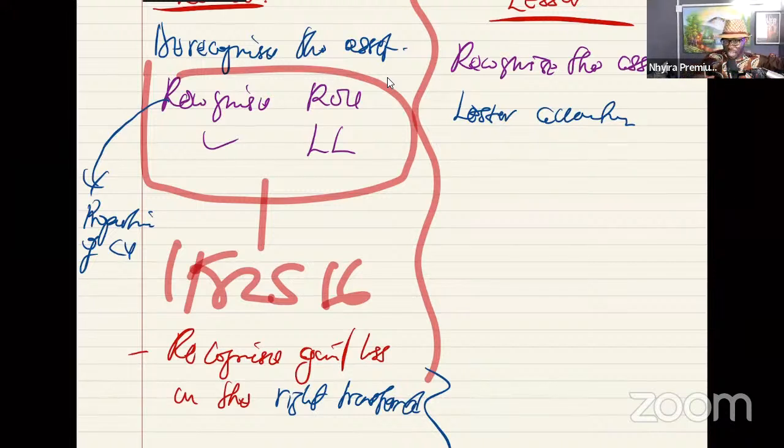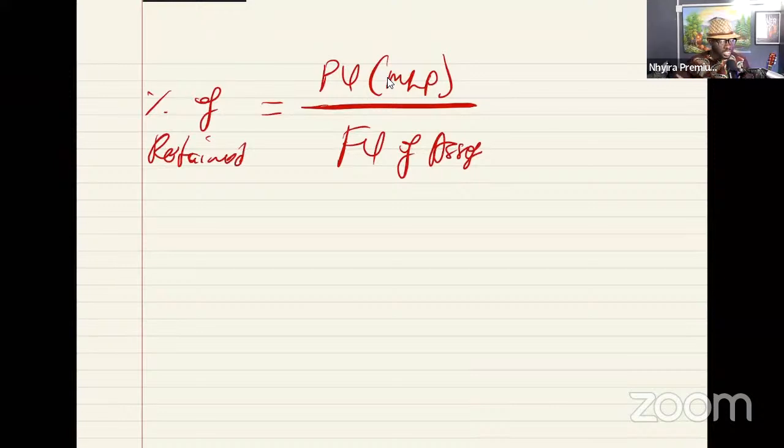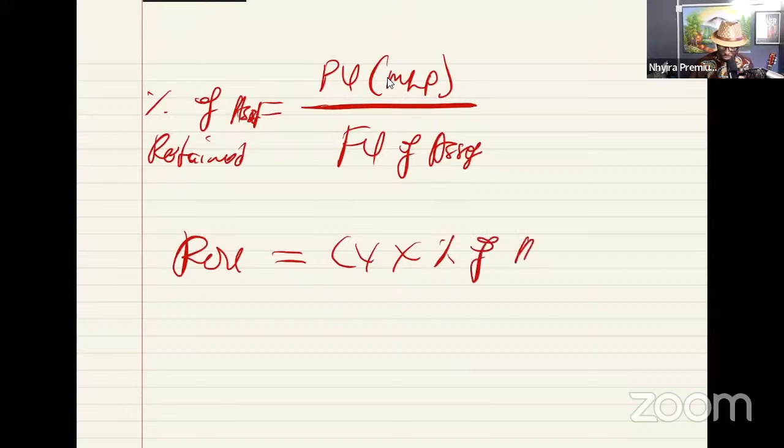So yes, you do recognize right of use, but the right of use here is not the present value of minimum lease payments. The right of use you recognize here will be the proportion of the carrying amount that you have retained based on the lease that you have received. The way you work that out is that you calculate the present value of the minimum lease payments, and that is divided by the fair value of the asset, which will give you the percentage of the asset that you have retained. So your right of use will be the carrying amount times the percentage of the asset retained that you calculated.